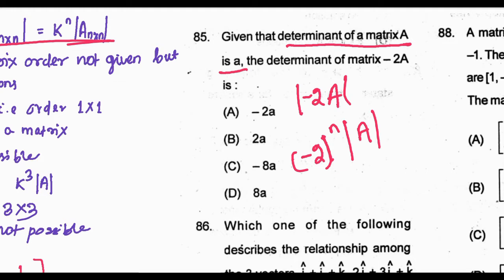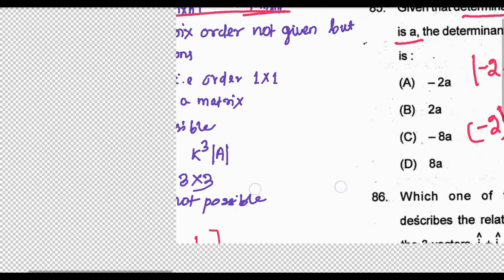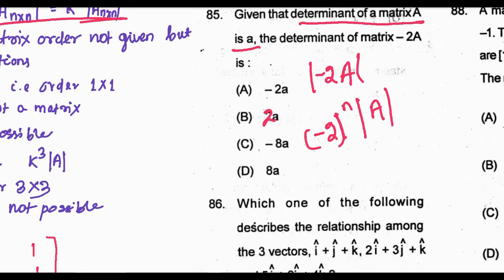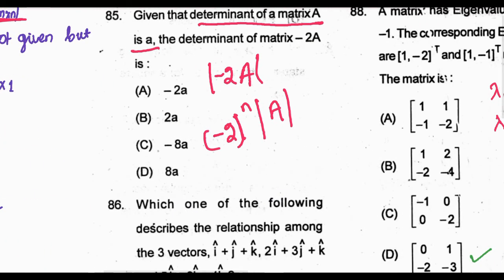That is why I will consider the first option. First option is minus 2a. That means n is equal to 1. n equal to 1 means this is not a matrix. This is an element. This is not a matrix. So option A is not correct. Next thing is 2a, small 2a. Sorry, there is no small 2. 2a, 2 small a, that means here its value is a.